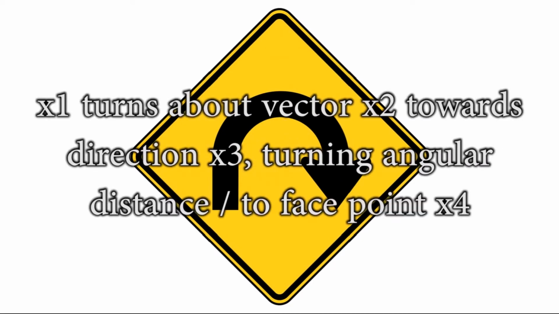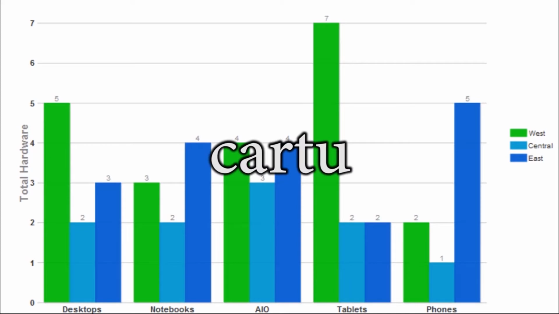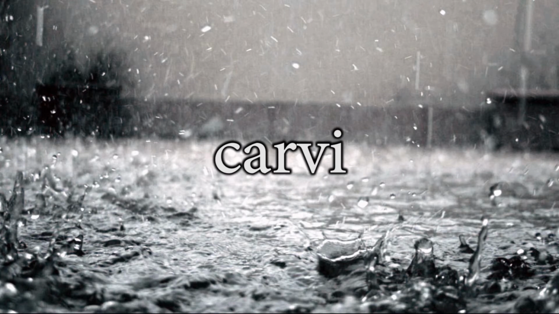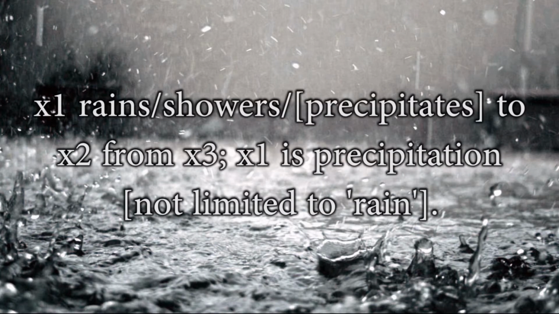Sharna. X1 turns about vector X2 towards direction X3, turning angular distance or to face point X4. Shartu. X1 is a chart, diagram, or map of or about X2 showing formation or data points X3. Sharvi. X1 rains, showers, or precipitates to X2 from X3. X1 is precipitation.